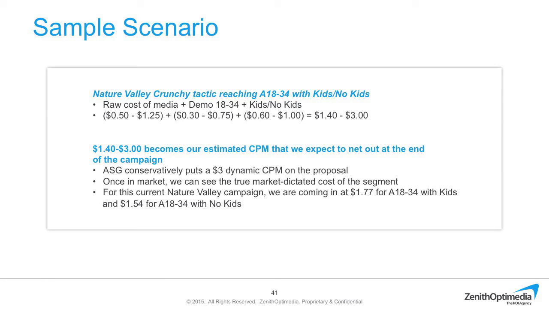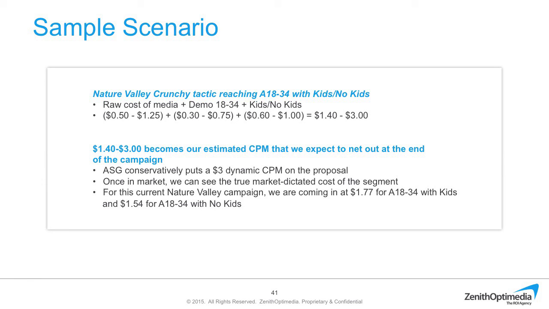So we take the raw cost of media, which we've seen historically on the open exchange for General Mills has been anywhere between 50 cents and $1.25. The demo ranges anywhere from 30 cents to 75 cents, and then layering on the additional qualifier of kids or no kids is 60 cents to $1. So we expect to be able to purchase everything, the data and the media, for anywhere from $1.40 to $3. So that's the estimated CPM that we expect to net out at the end of the campaign. So we'll put that on the proposal.